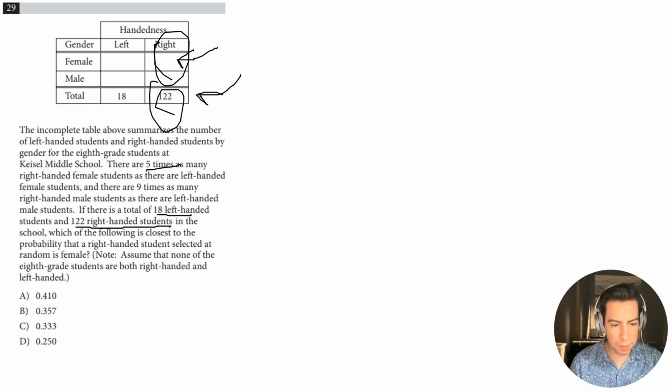They tell us that there are 5 times as many right-handed female students as there are left-handed female students. So that means that 5 times our left-handed female students is going to be equal to our right-handed female students. So in order to get to the number of right-handed students, you need to multiply the left-handed female students by 5. Similarly, there are 9 times as many right-handed male students as there are left-handed male students. So it's going to be 9 times our left-handed male students is going to equal our right-handed male students.